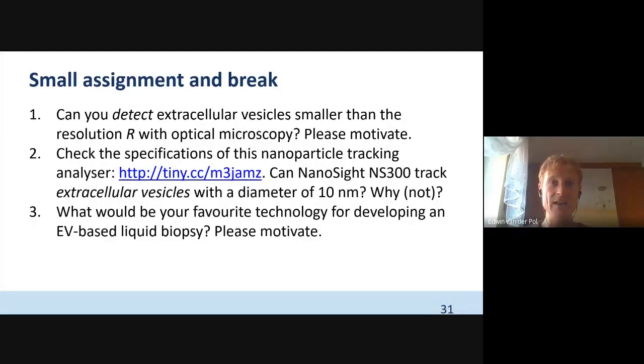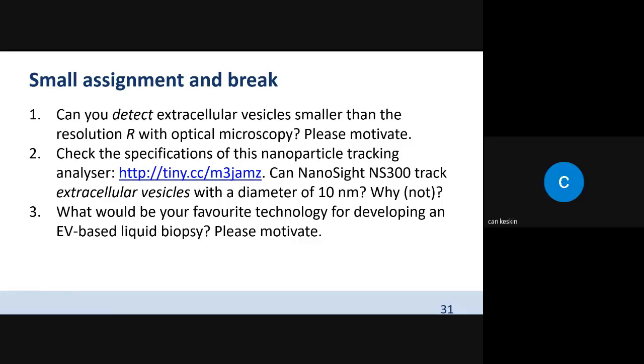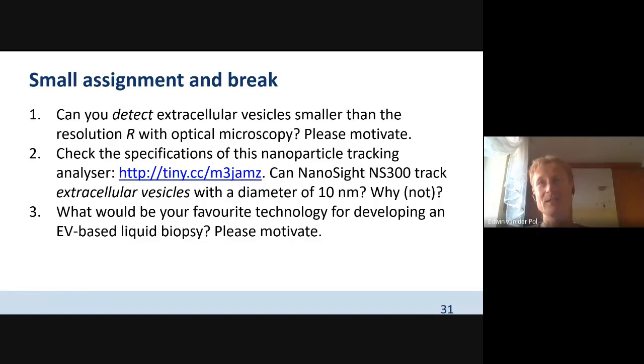About the radius, they make claims on the website, because they say a radius of 5 nanometers you could detect, which is a diameter of 10 nanometers. Which other property? Scattering coefficient. The scattering coefficient.